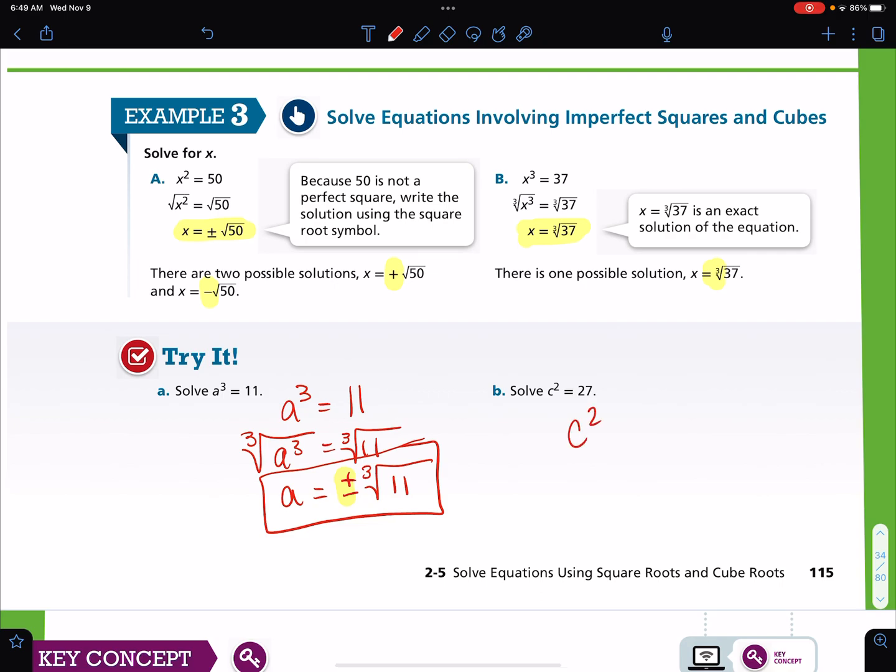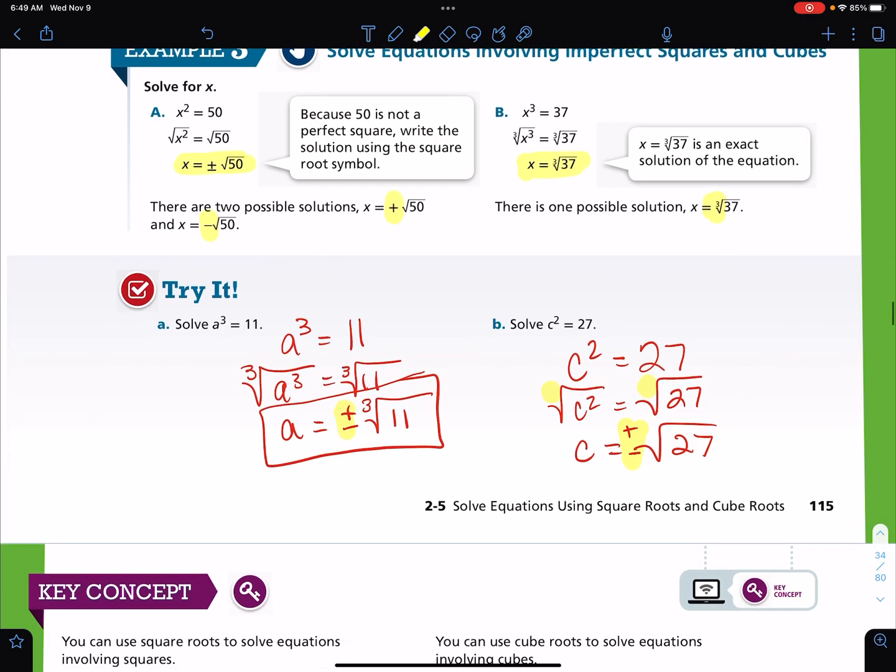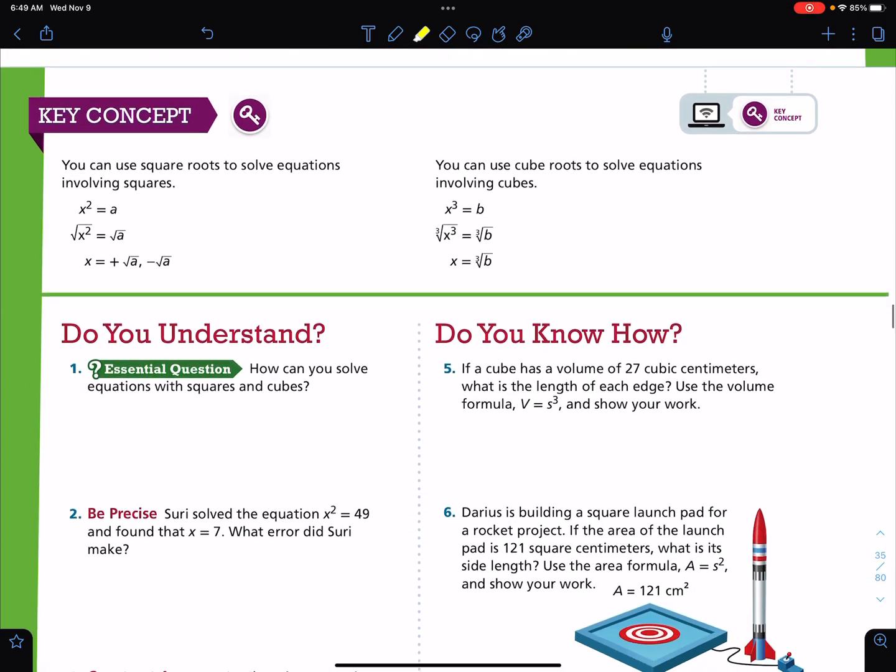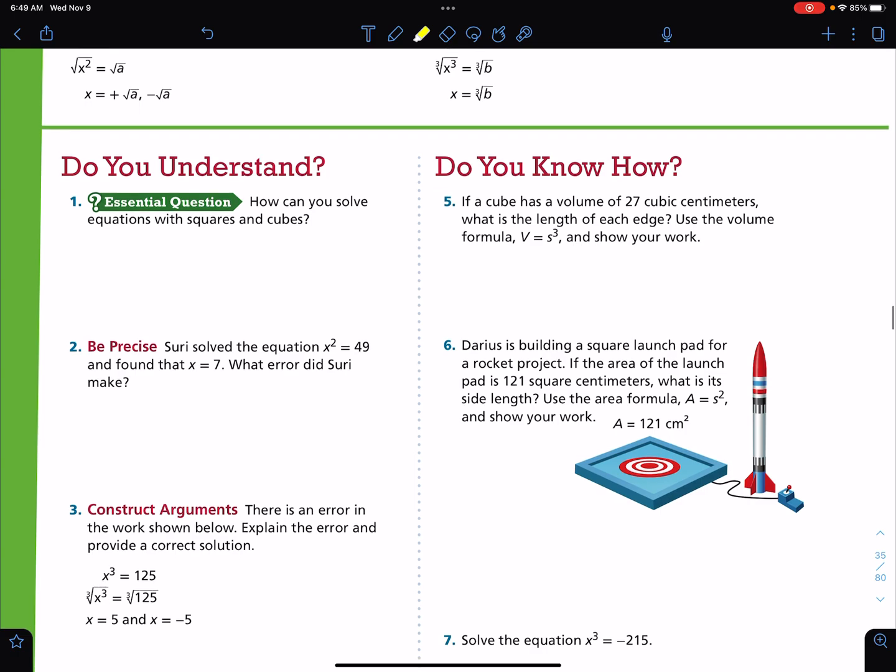Same thing over here. I'm going to rewrite it. C squared equals 27. I'm going to take the square root of both sides. Notice that I am not putting the little number here because it is understood that it is the square root. So C will then equal the square root of 27, but it must be plus or minus. So make sure you do not forget the plus or minus. We are going to work together on the key concept and the do you understand and do you know how, but we will probably be working on the other page as well.